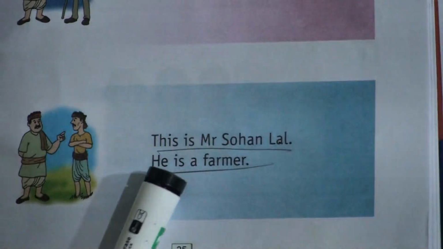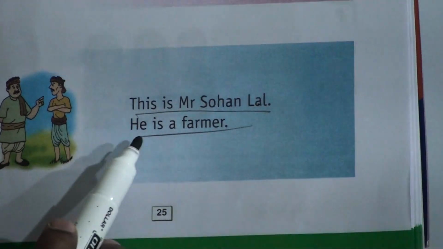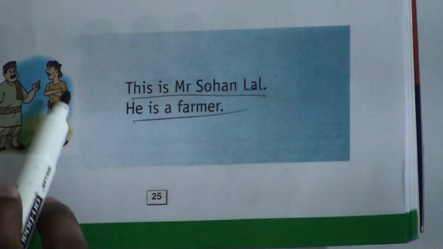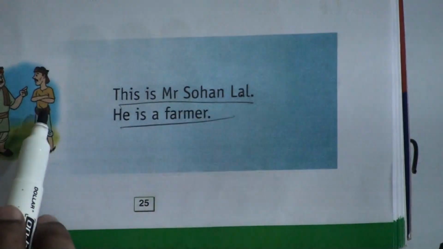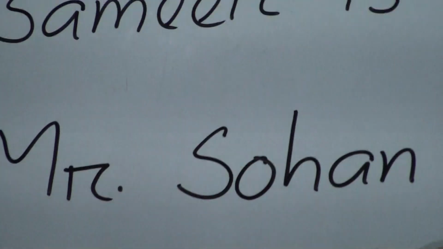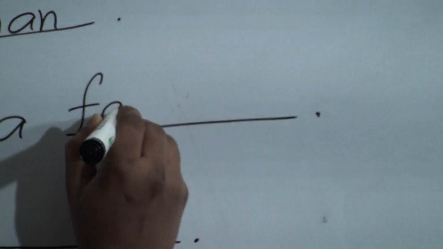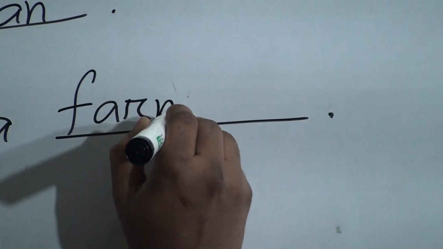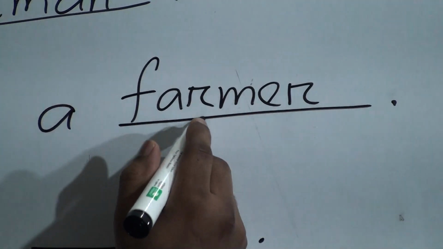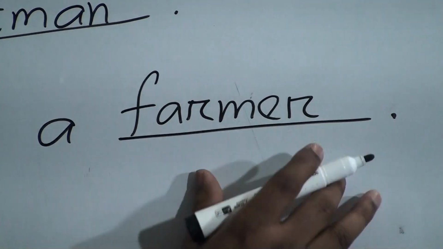You can see this is Mr. Sohan Lal and he is a farmer. So Mr. Sohan Lal is a farmer. Farmer, F-A-R, far, M-E-R. According to the British pronunciation, they don't pronounce R in this case. The spelled pronunciation will be farmer. Mr. Sohan Lal is a farmer.